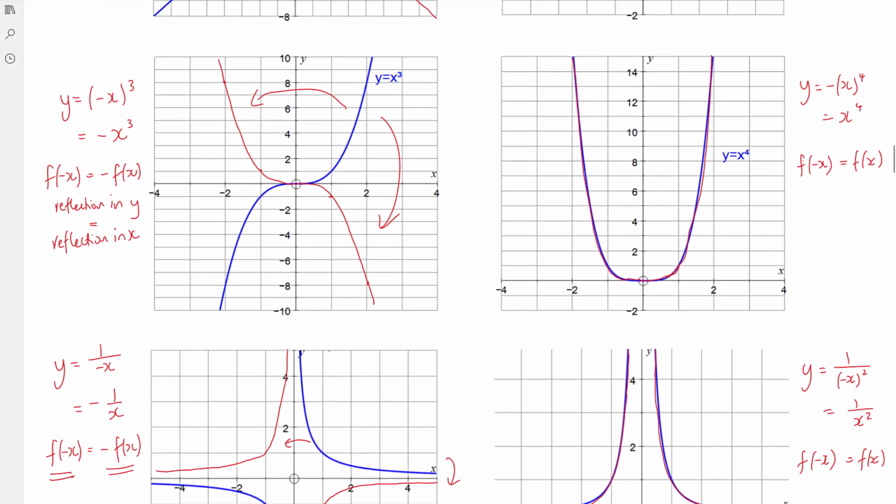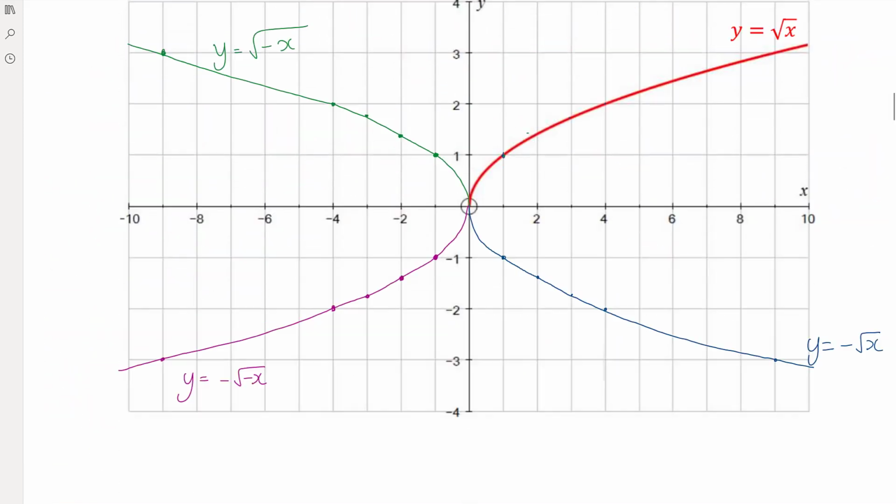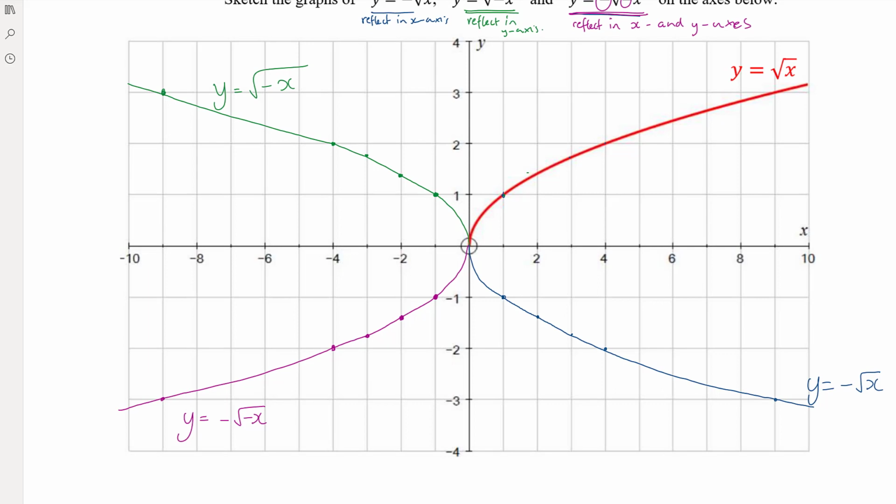It either produces the same graph we get by reflecting in the x-axis, so we can just think about reflecting in the x-axis, or it didn't make any change. The square root graph is the first time where we actually get a completely different graph that doesn't equal the original graph and that isn't the same as the reflection in the x-axis.